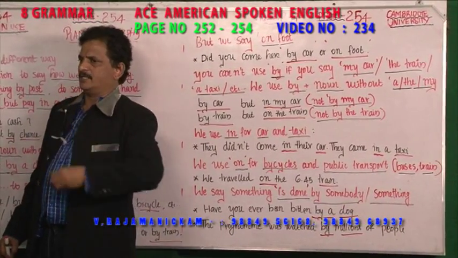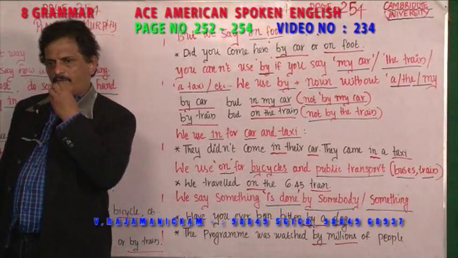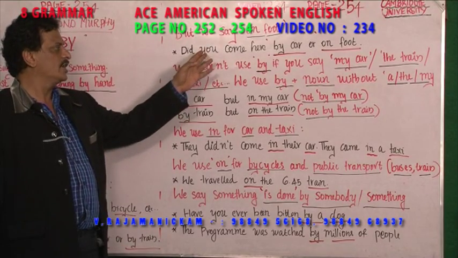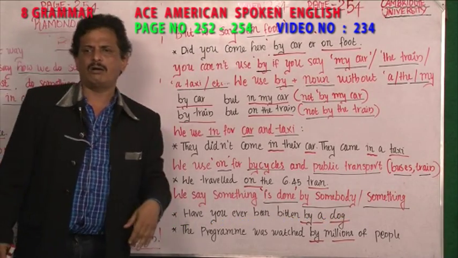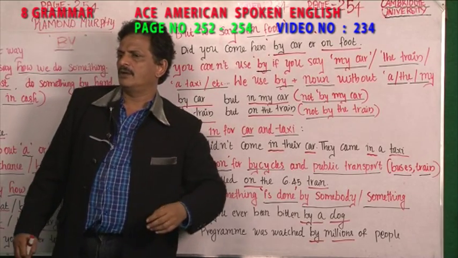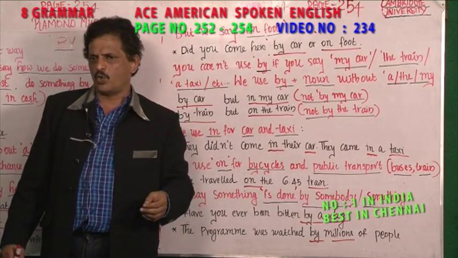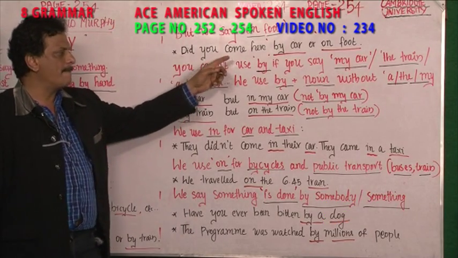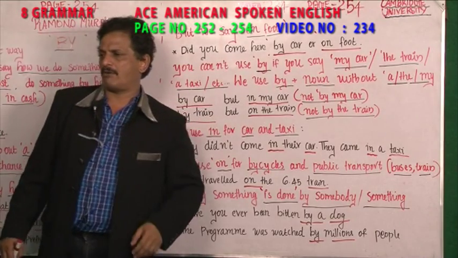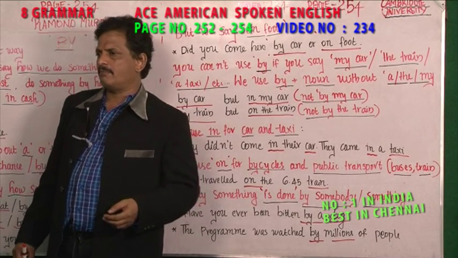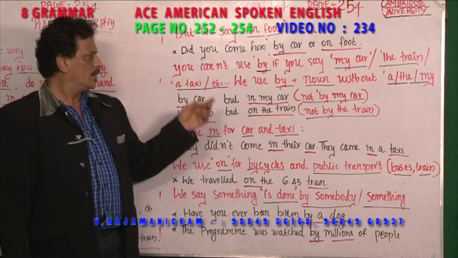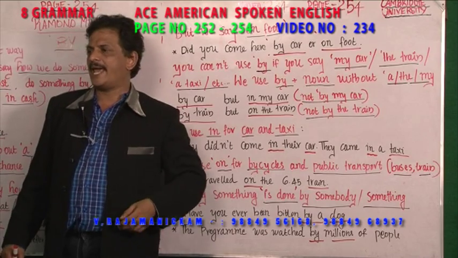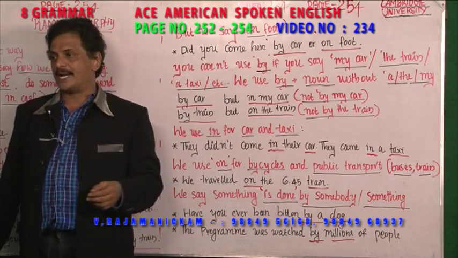I eat by hand, fine. You don't say I eat on hand. But for foot you say I walk on foot. Did you come here by car or on foot? On foot means walking and coming. You don't say by foot. You can't use "by" if you say my car. You don't say "by my car". You don't say I came by my car.